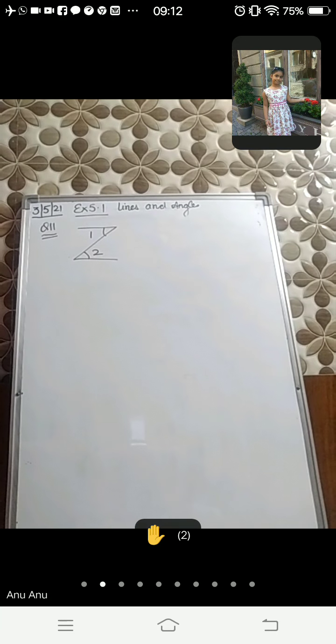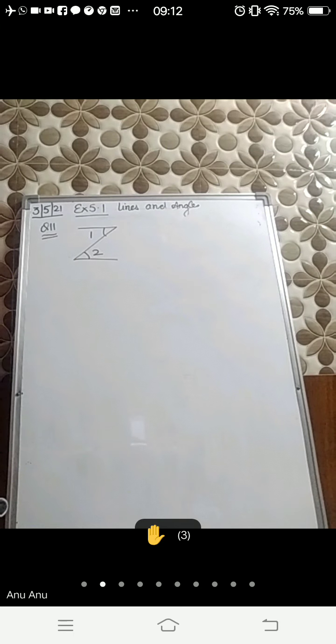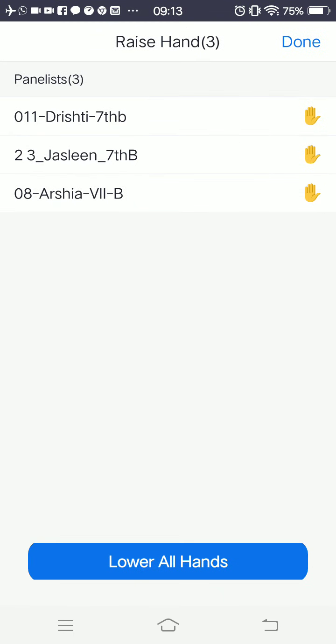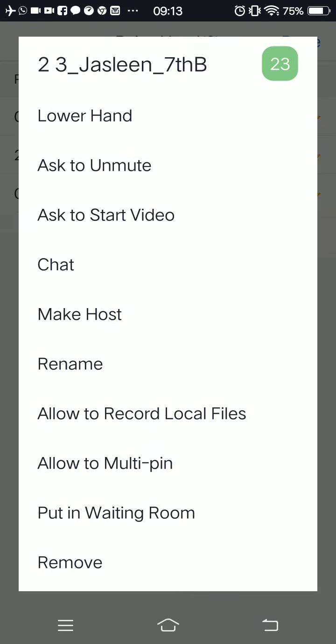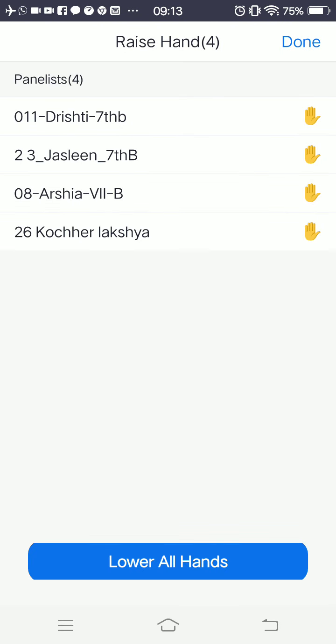I have just spoken about the property of the adjacent angle. They always share... Yes, Jasleen.